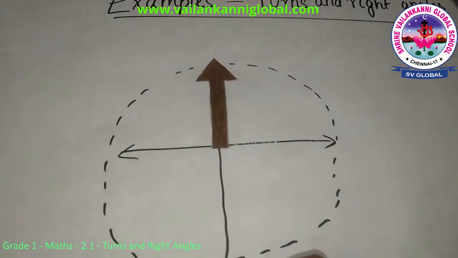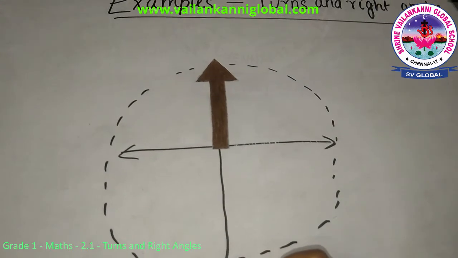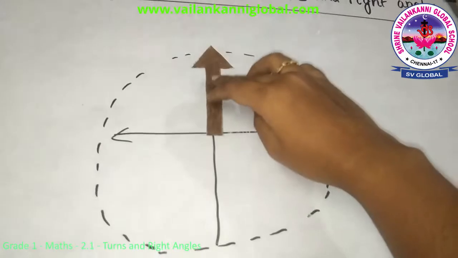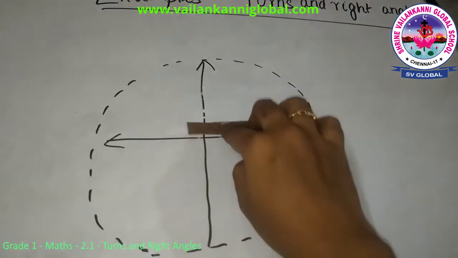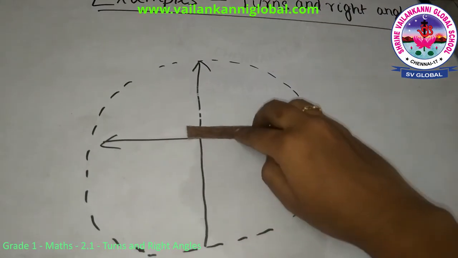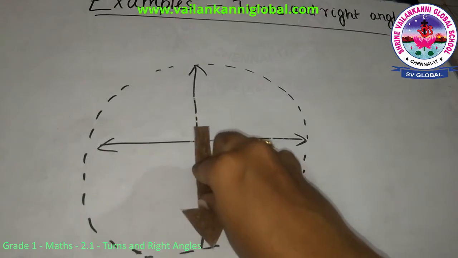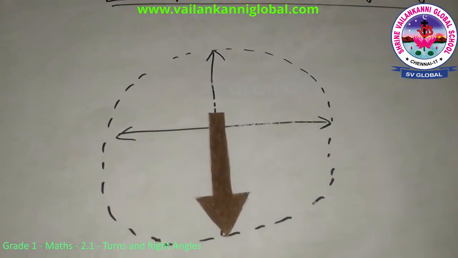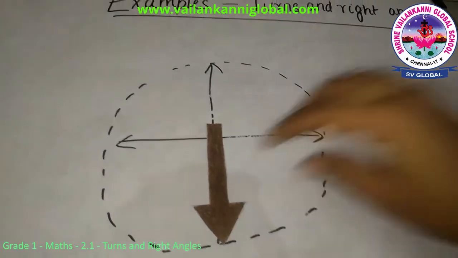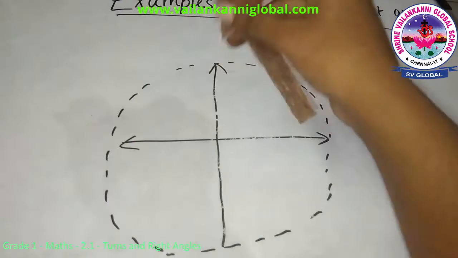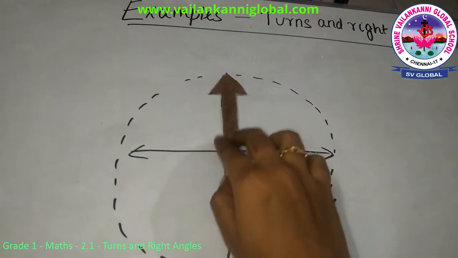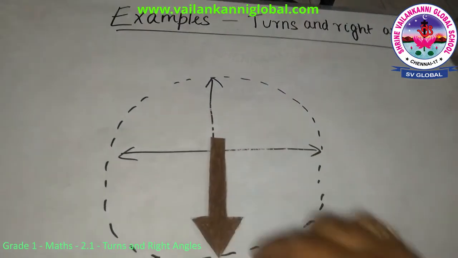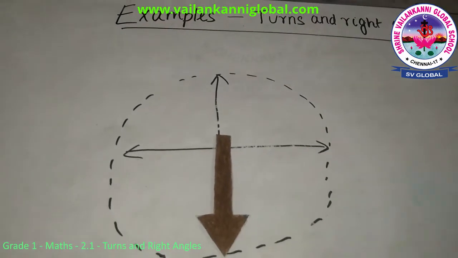Now we are going to see a half turn. Originally my arrow is here. I'm going to make a half turn. A half turn is nothing but two right angle turns. So this is one right angle turn, and another right angle turn. Now my arrow is facing in this direction. So this is a half turn. Previously my arrow was in this direction, and when it makes a half turn, it's exactly in the opposite direction.